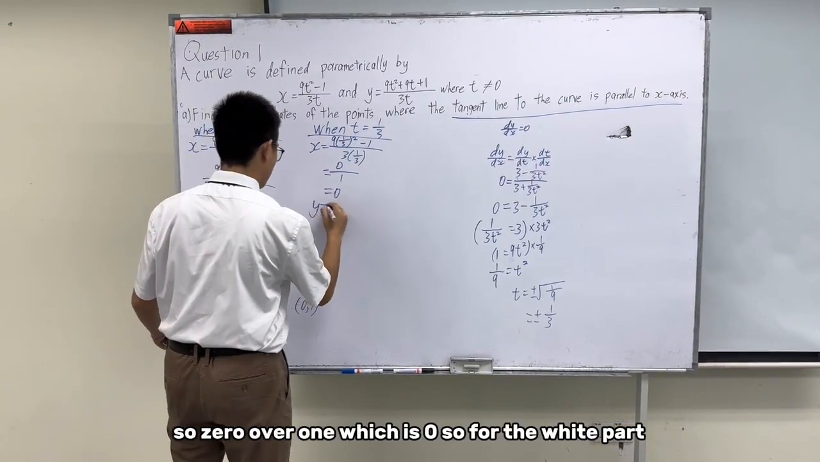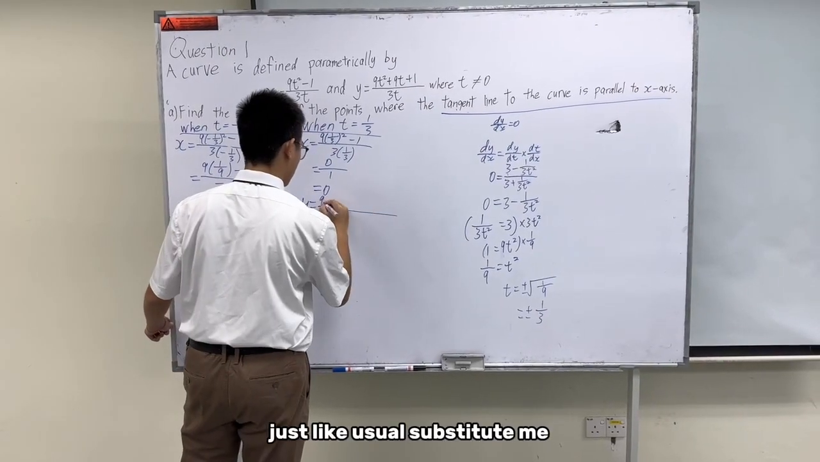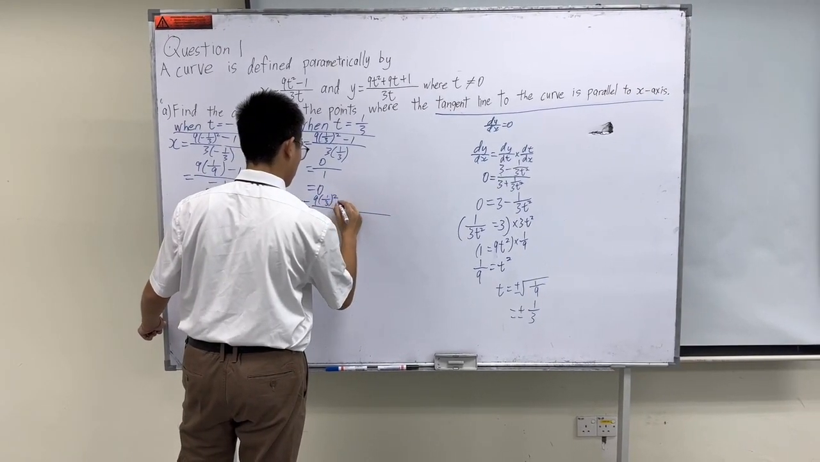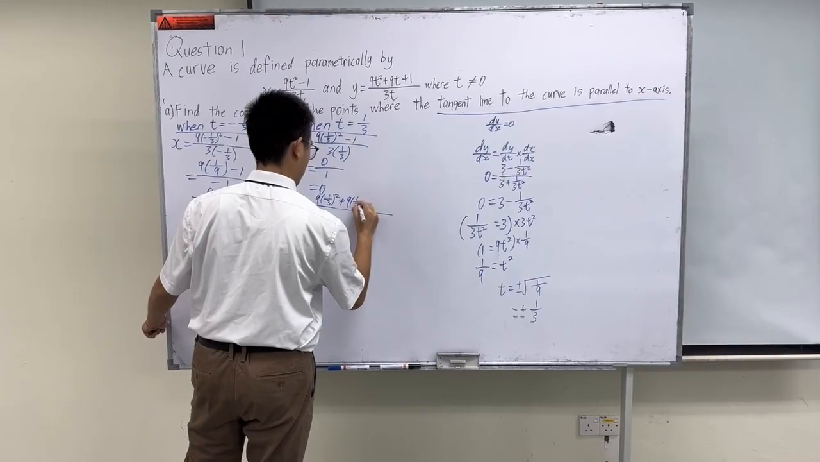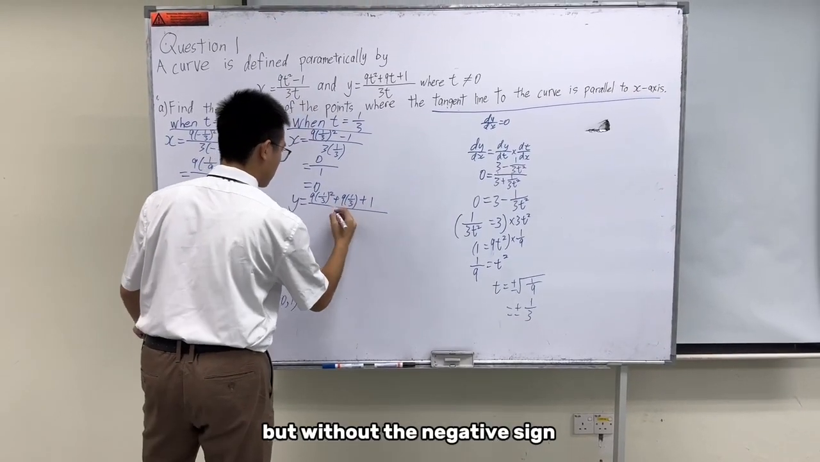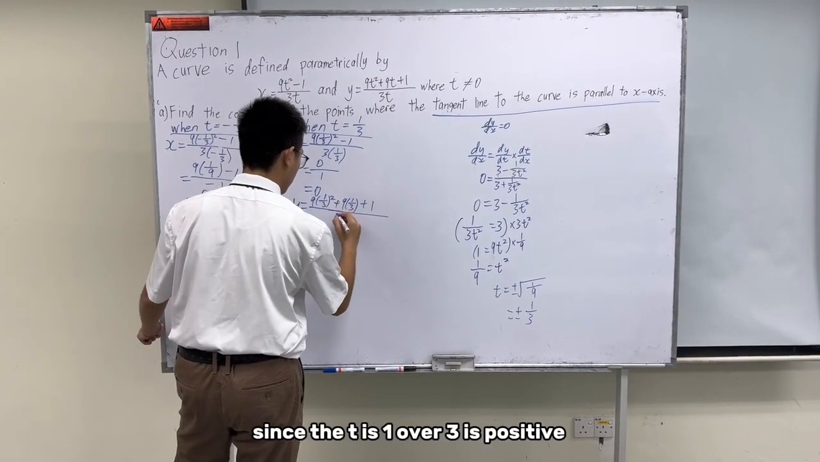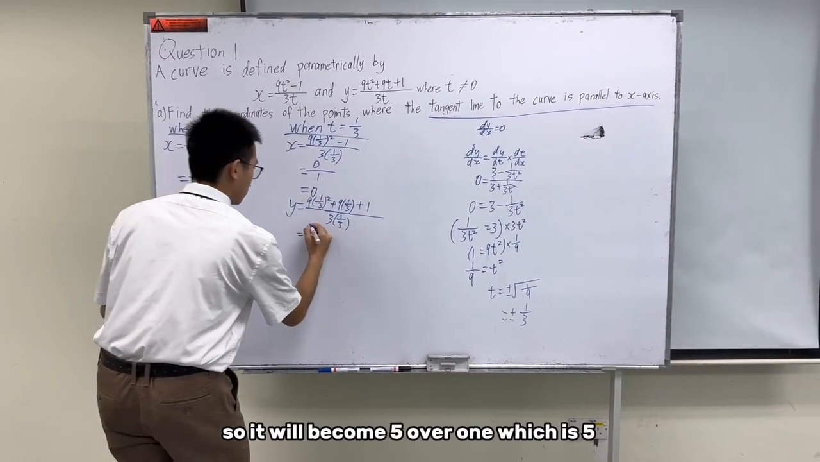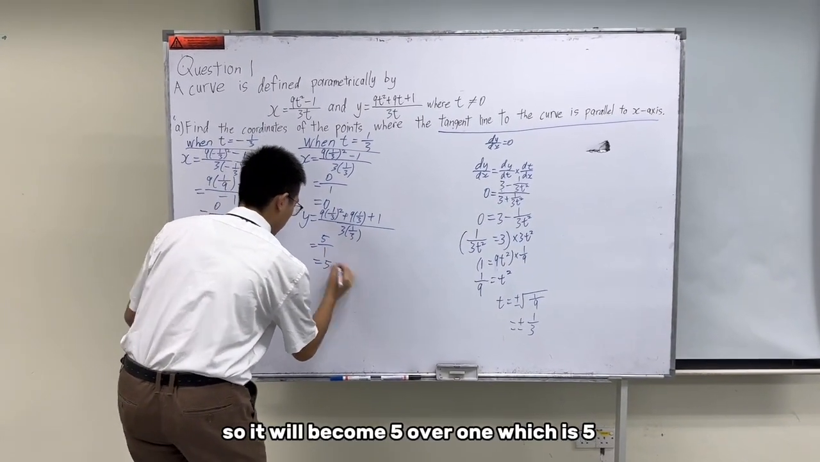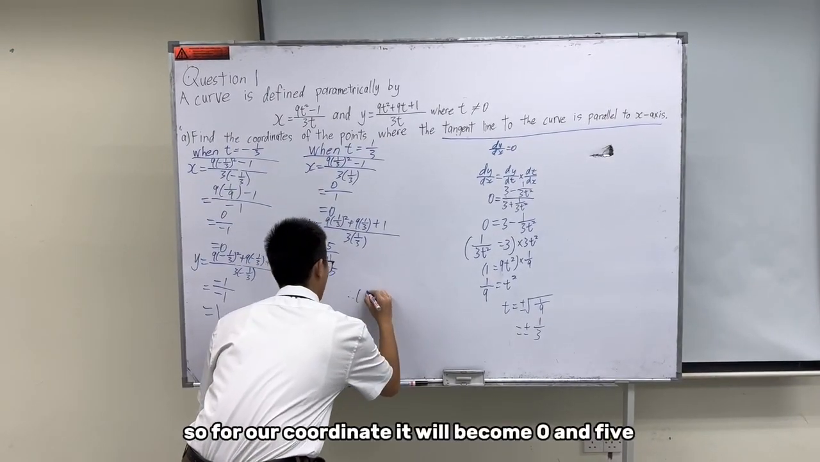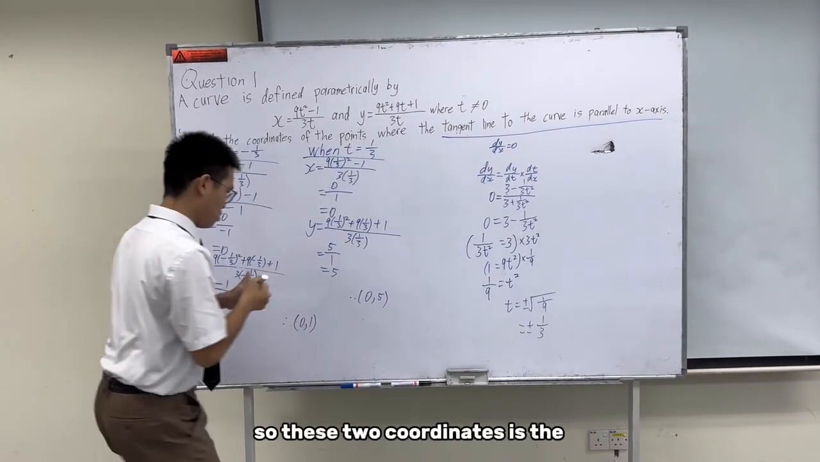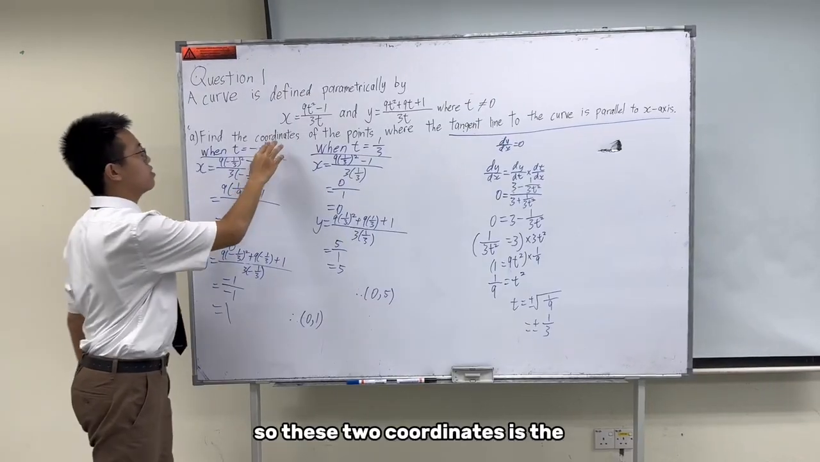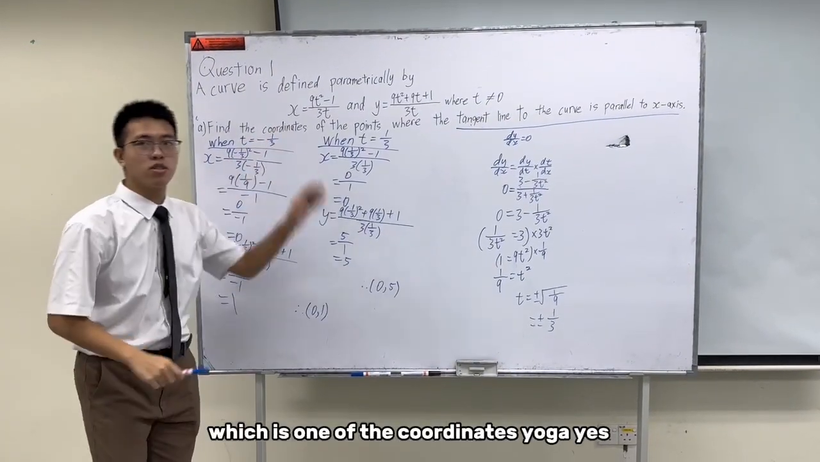So for the y part, just like usual, substitute it, but without the negative sign, since the t is 1 over 3, positive. So it will become 5 over 1, which is 5. So for our coordinate, it will become 0 and 5. So these two coordinates are the answer to the question, which is find the coordinates.